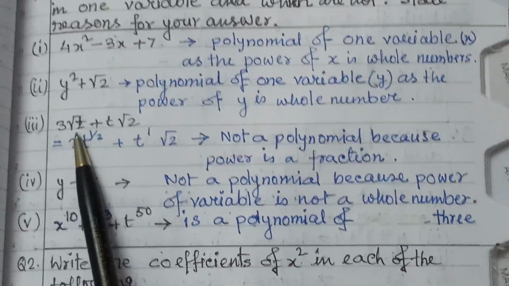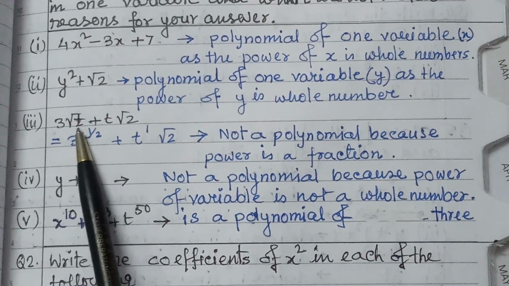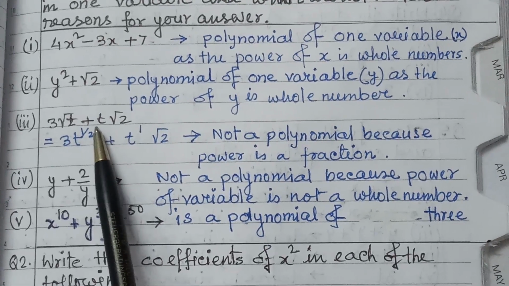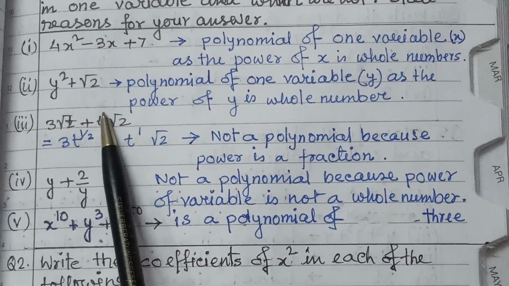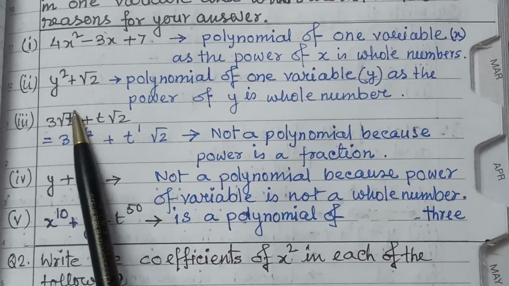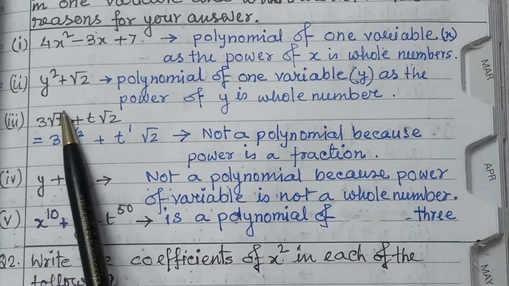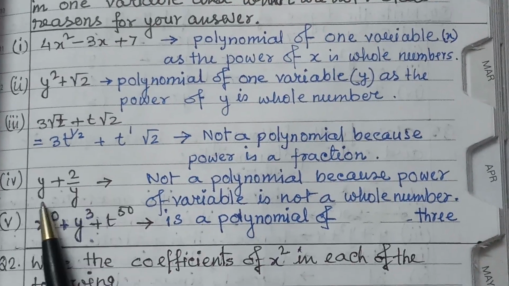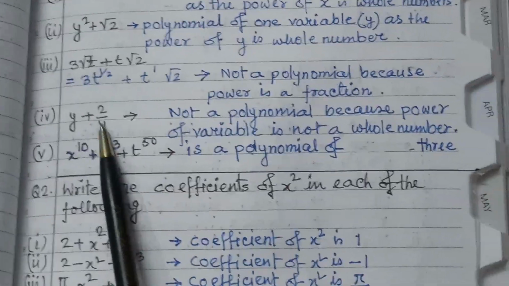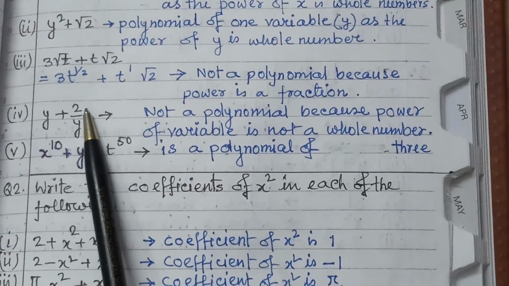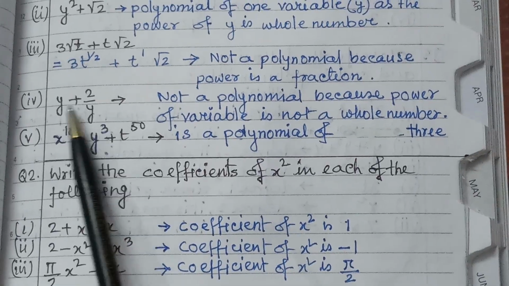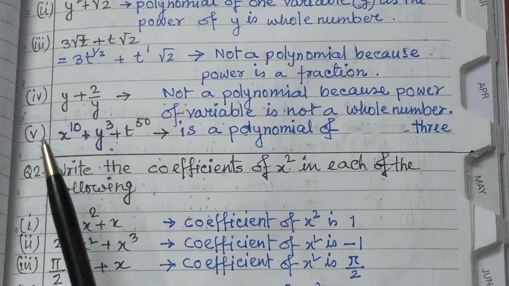3 under root t. Under root t means t to the power half, plus t to the power 1. As the power is a fraction, degree is half, meaning fraction, so it is not a polynomial. Y plus 2 upon y. 2 upon y means y to the power minus 1. As the power of the variable is negative, it is also not a polynomial.